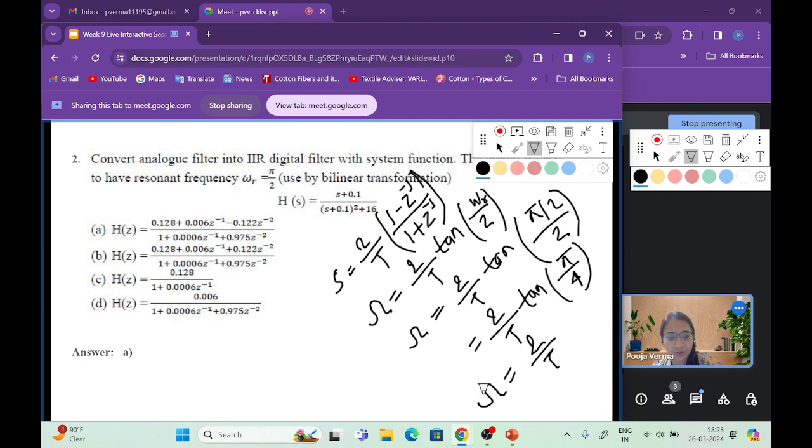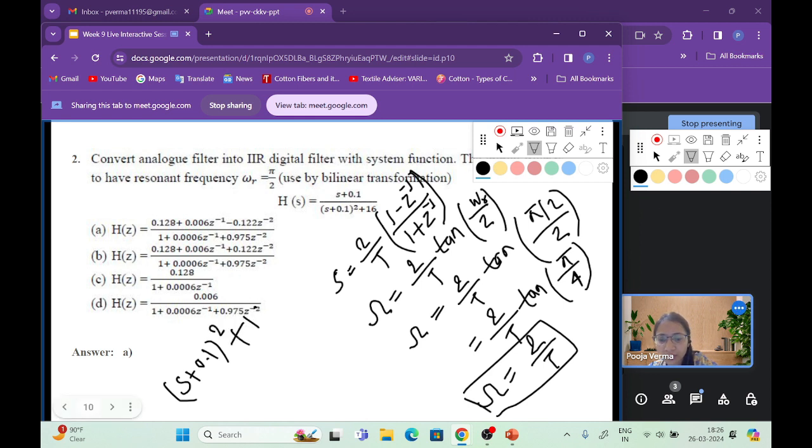Okay, so this is the relation for this question: omega is equal to 2 by T. As we see, T is also not available, so we need to find it from somewhere else. So first we need to find the poles, and from there we can find it. So what are the poles of that transfer function? The poles are found by putting the denominator equal to 0, plus 16, equal to 0.